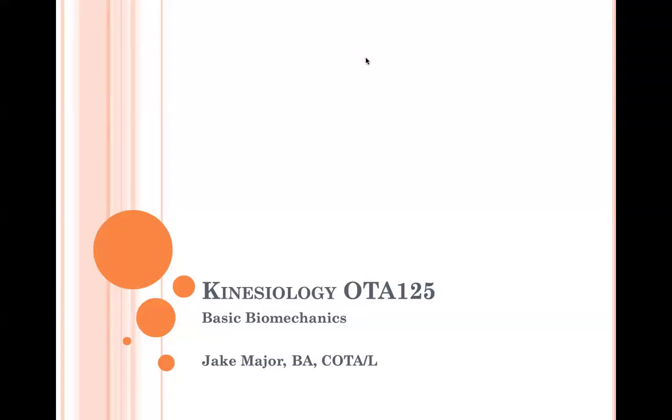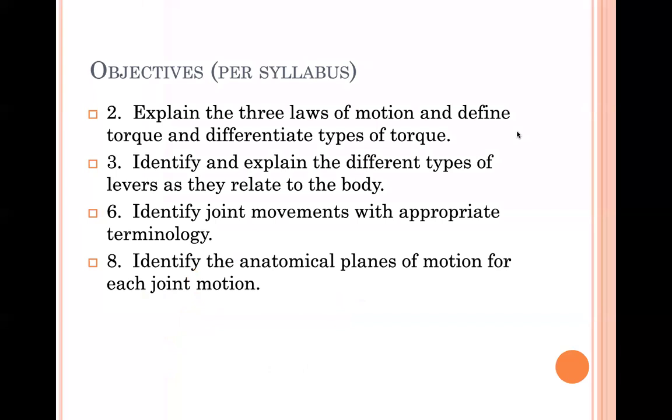Okay, guys, today we're going to go over some basic biomechanics. So these are our course objectives. We're going to explain the three laws of motion and define torque and differentiate types of torque. We're going to identify and explain the different types of levers as they relate to the body. We're going to identify joint movements with appropriate terminology. We're going to identify the anatomical planes of motion for each joint motion as well.